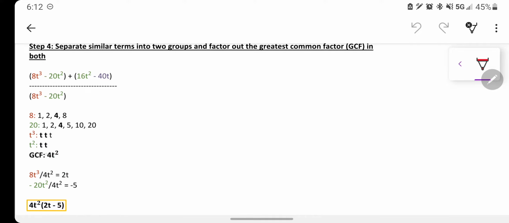So now that we know the greatest common factor, we got to divide it for both values up here. So now we get 8t to the third power divided by 4t to the second power would equal 2t, and then negative 20t to the second power divided by 4t to the second power would equal negative 5. So this would make 4t to the second power times 2t minus 5. So that is the first group factored out.